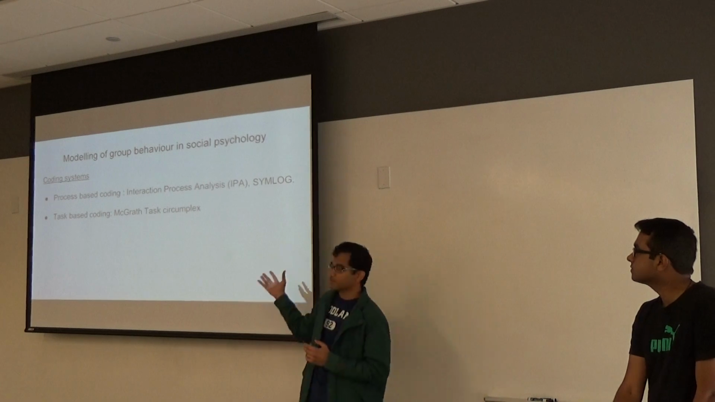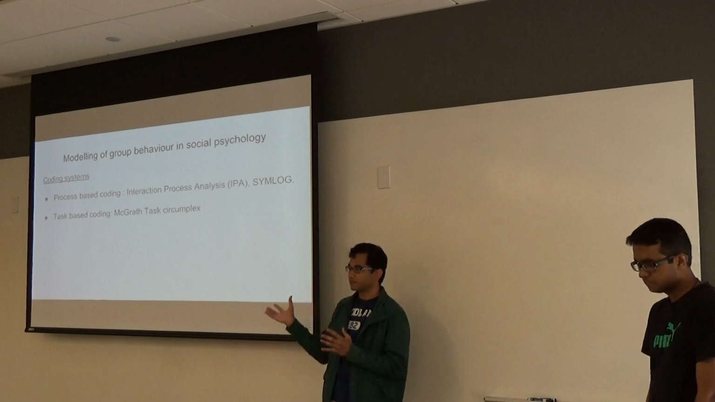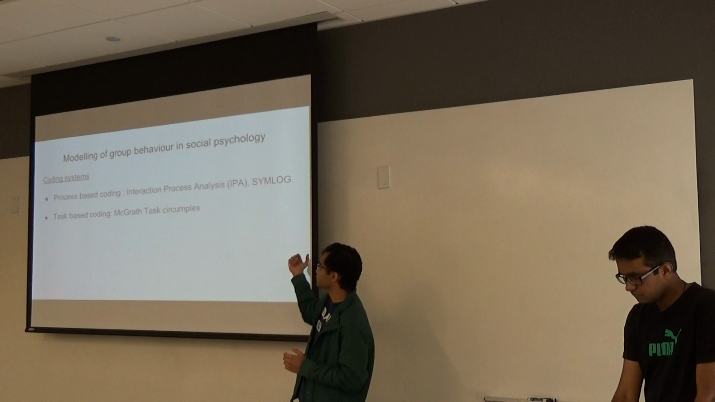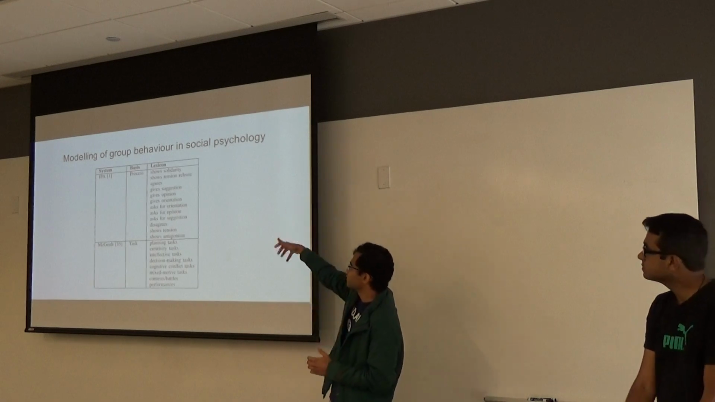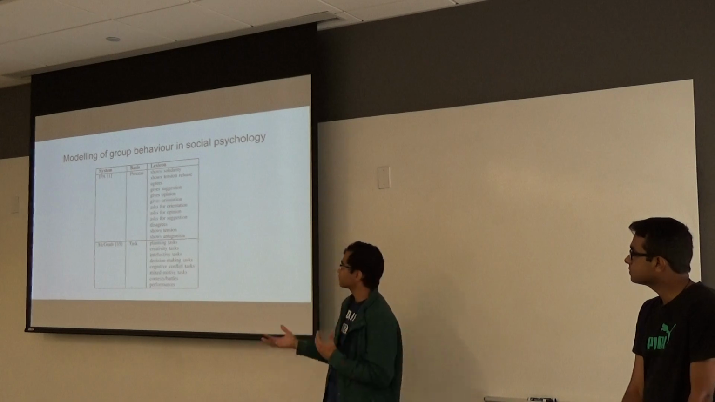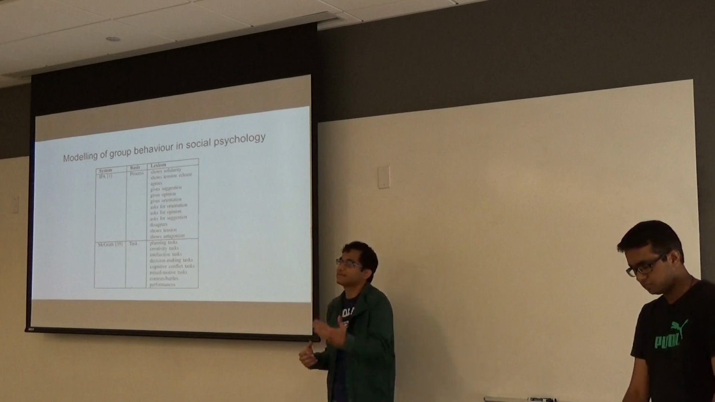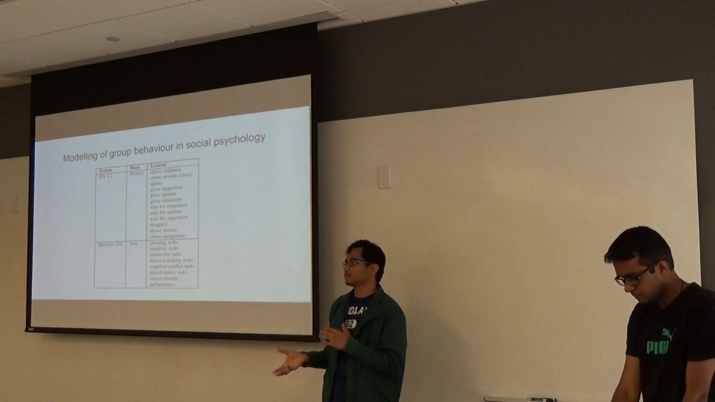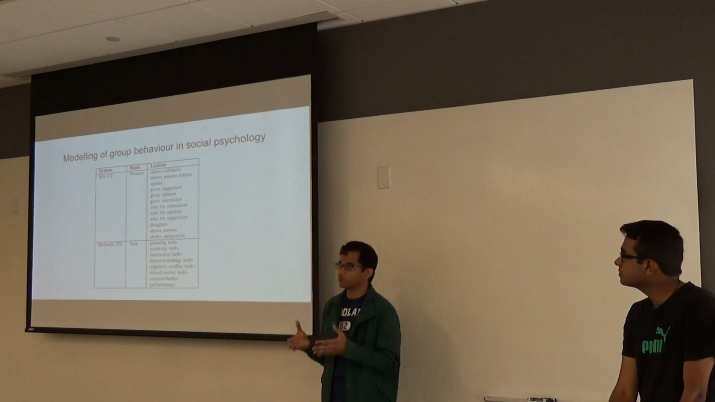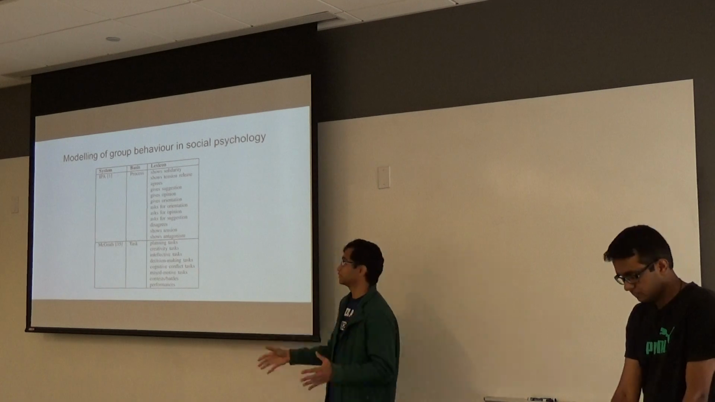And that was done using coding systems. So there were two prevalent coding systems, which are process-based or task-based. Process-based would be something like a person is showing solidarity, how much tension, how much he is agreeing, and so on. And tasks are basically the individuals carrying out those things. So they're different ways, but basically their aim is the same, to come up with an exclusive and exhaustive set of events.